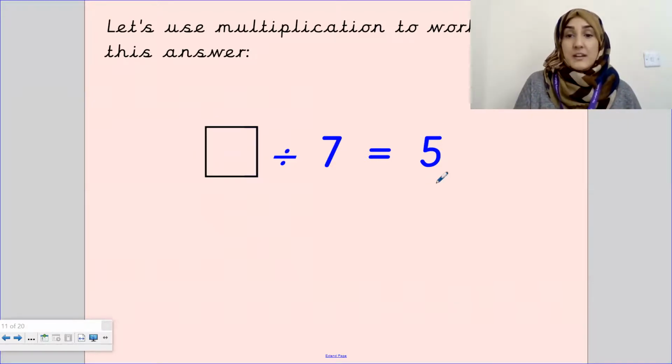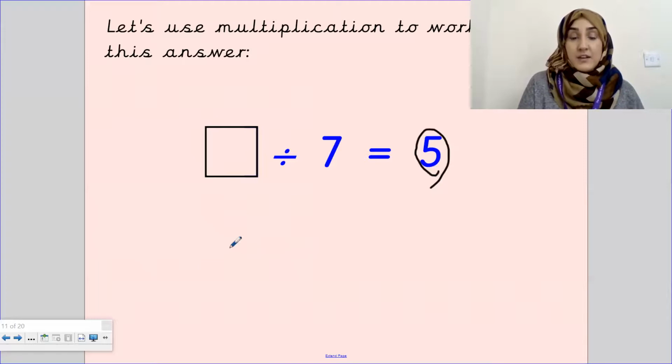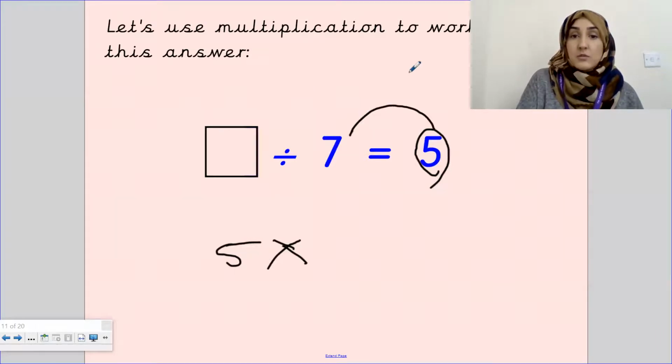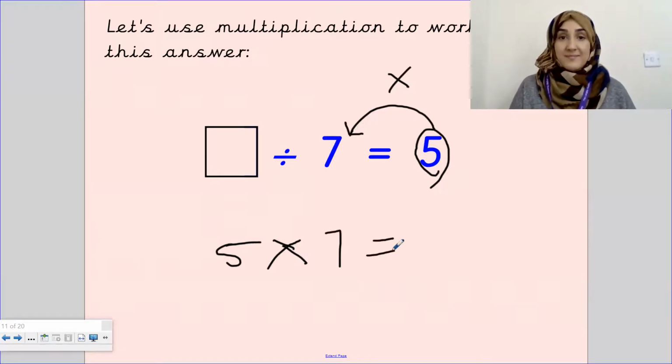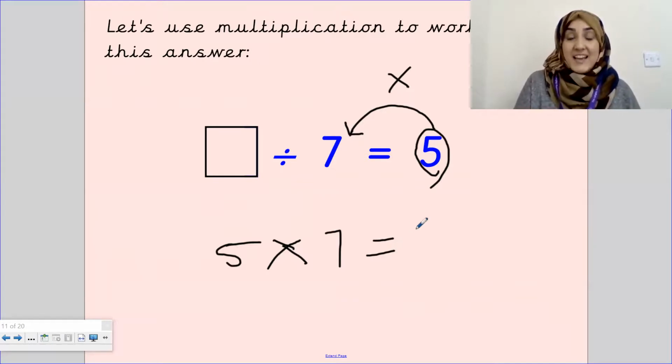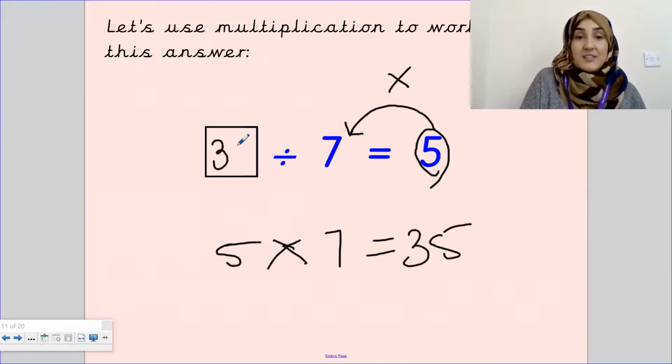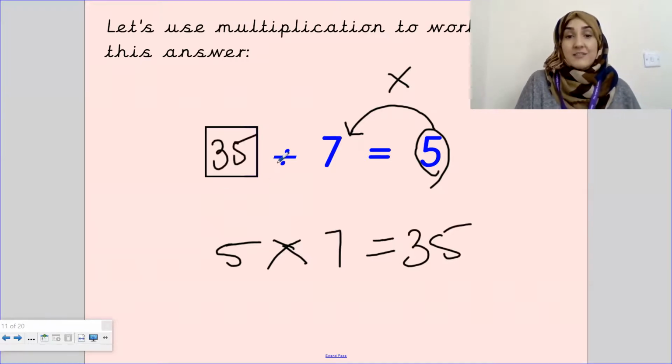So it's 5 multiplied by, oh, that's a very weird multiplication sign, multiplied by 7 equals, have you got the answer? Well done, it's 35. Fantastic. So 35 counters divided into 7 groups equals 5 counters in each group.